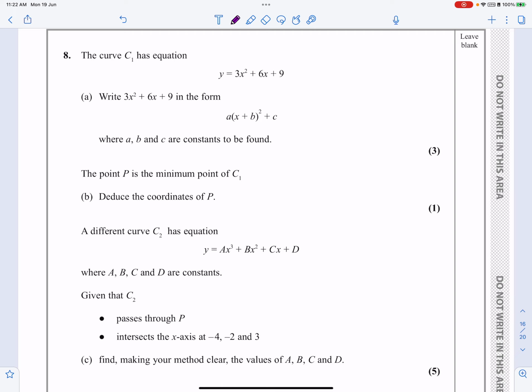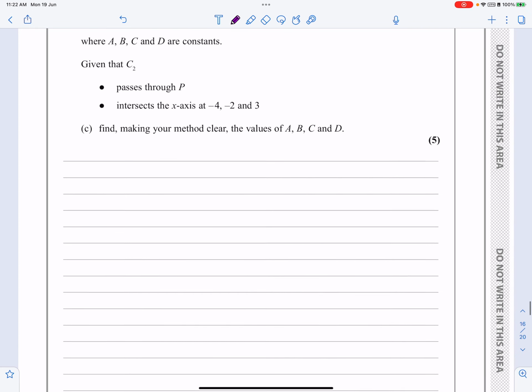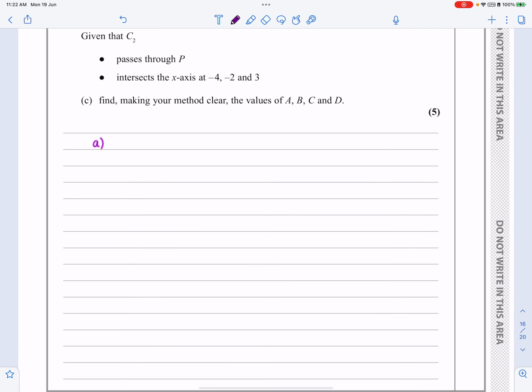So the first part says we've got that curve, and can we write it in the form a(x plus b) squared plus c? Yeah, we certainly can. That's just completing the square. So we're starting off with y equals 3x squared plus 6x plus 9, and I can't complete the square on something like that. It needs x squared as my coefficient, so that means taking 3 out as a factor, and I'm going to get x squared plus 2x plus 3, and now I can complete the square on this.